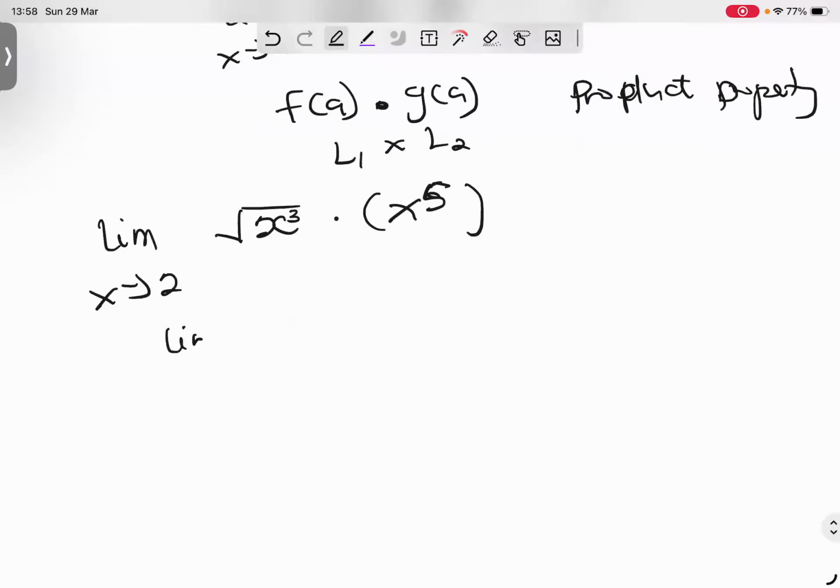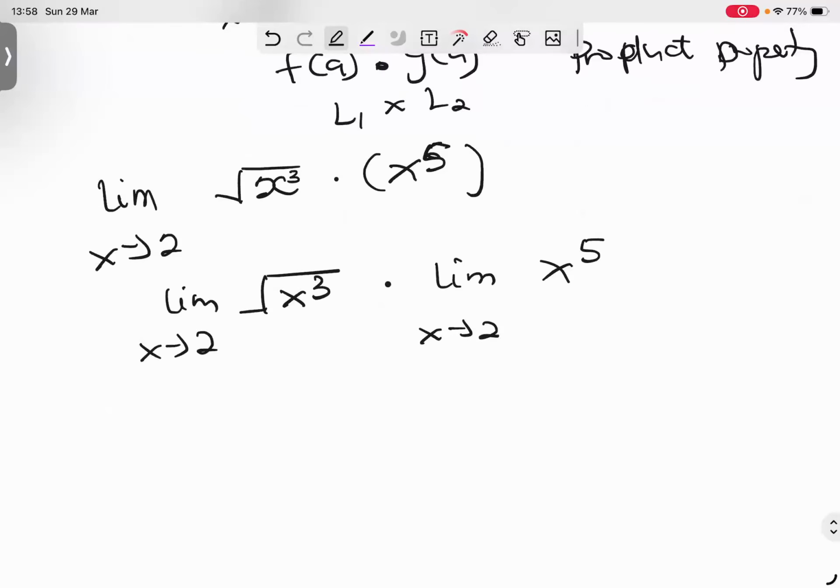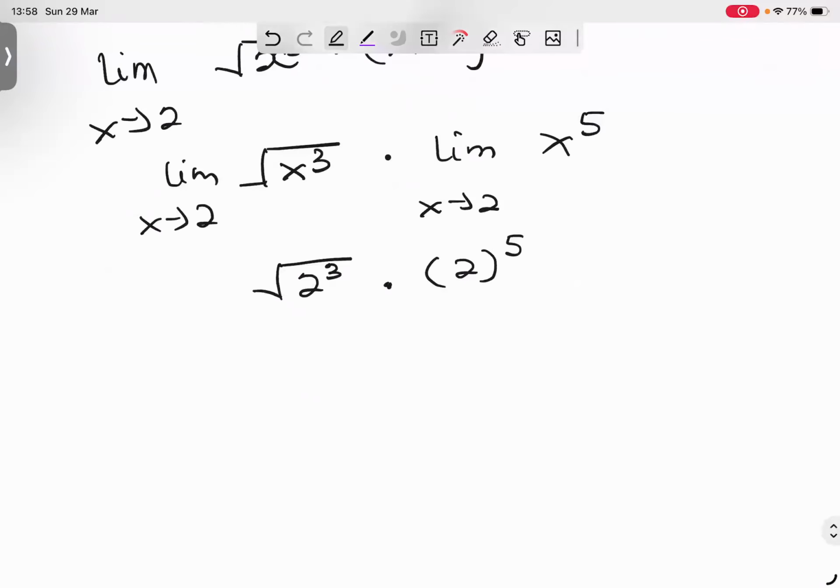So this is the limit as x approaches 2 of square root of x cubed times the limit as x approaches 2 of x raised to the power 5. Now we can apply direct substitution. Wherever we see x, we put the 2 there. So this will be square root of 2 cubed times 2 raised to the power 5. Because of the square root, the first is 2 raised to the power 3 over 2, times 2 raised to the power 5.